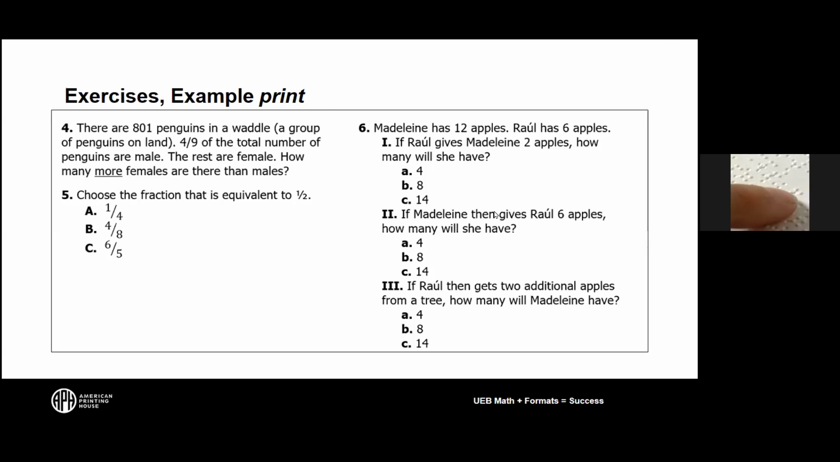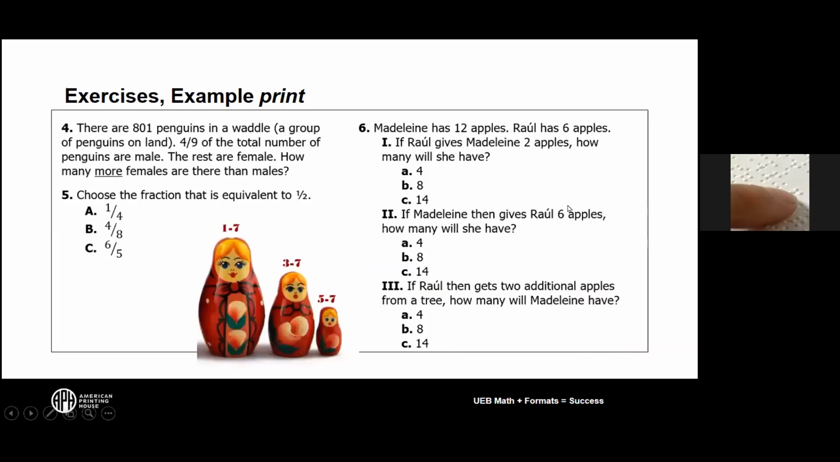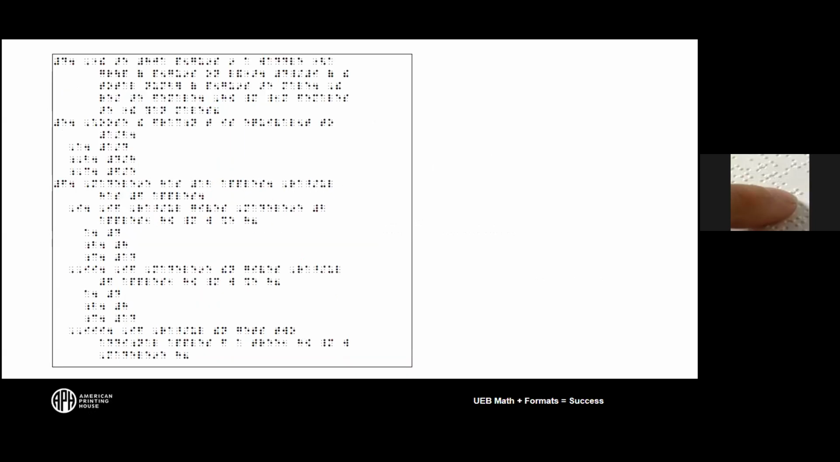So if I were going to do this in Braille, it would look a little bit like, oh yes, thank you, nesting dolls. Here's our reminder. We've got 3 levels, so our format for the whole exercise set is going to be 1-7, 3-7, 5-7. So there's item number 4, and it is in 1-7 because we made the choice for formatting for our whole exercise set, and one of those items in the exercise set has 3 levels. So our first entry level is 1-7. Item number 4 is formatted starting in cell 1 with runovers in cell 7.